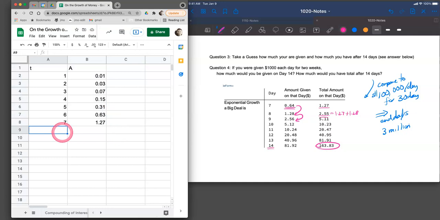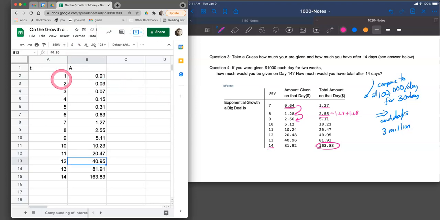Okay, so notice now, right? Let's put in some more data. Maybe you have 8, 9, 10, 11, 12, 13, and 14, right? And let's put in these dollar amounts. After day 8, we had $2.55 in the account, $5.11, $10.23, 20.47. You can see the amount of money growing in the account, and the question is, do we like this? Do we like this compared to the other model, which is just being given $100,000 a day?